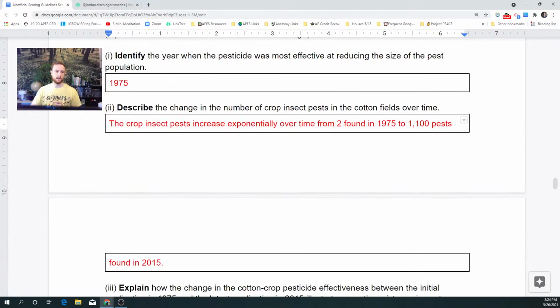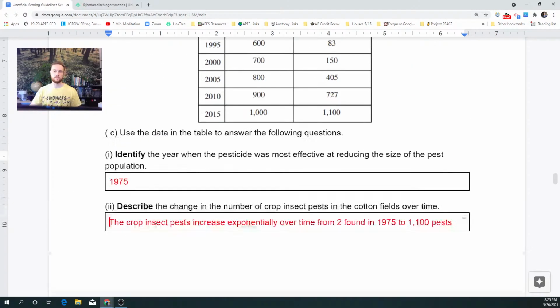Yeah, great question, Garrett. If you say identify for a year, that's fine. Just the year and you're out. You do not need to say the year in which the pesticide was most effective at reducing the size of the pest population was just 1975. So there you go. So Anna, you have a great teacher, and your teacher is right that it's helpful to provide a full sentence. Let me show you another example of something here, Anna.